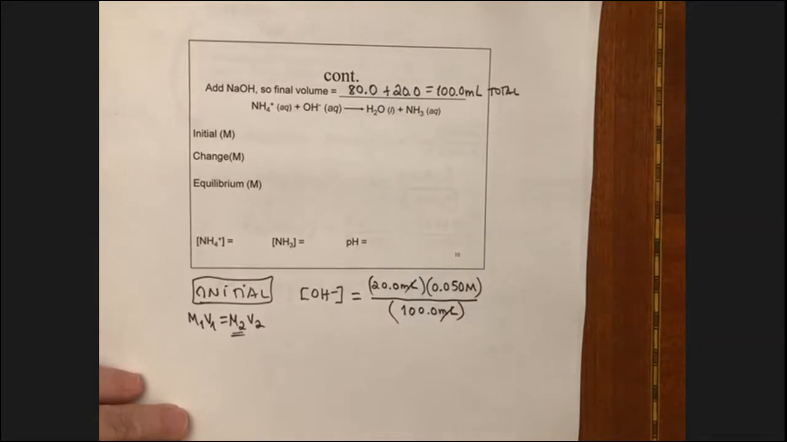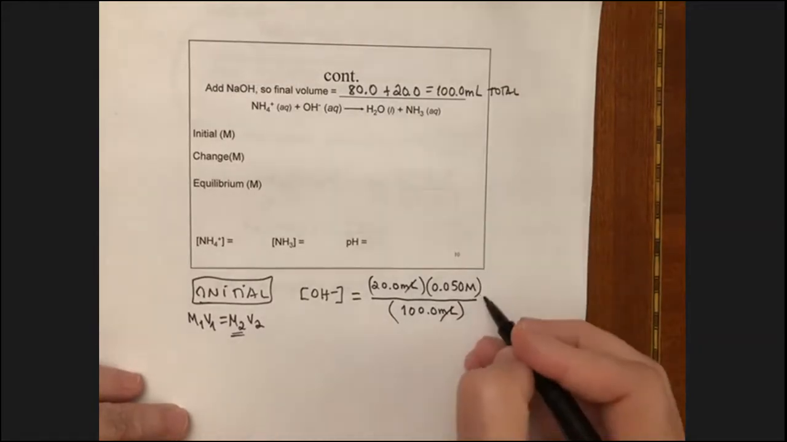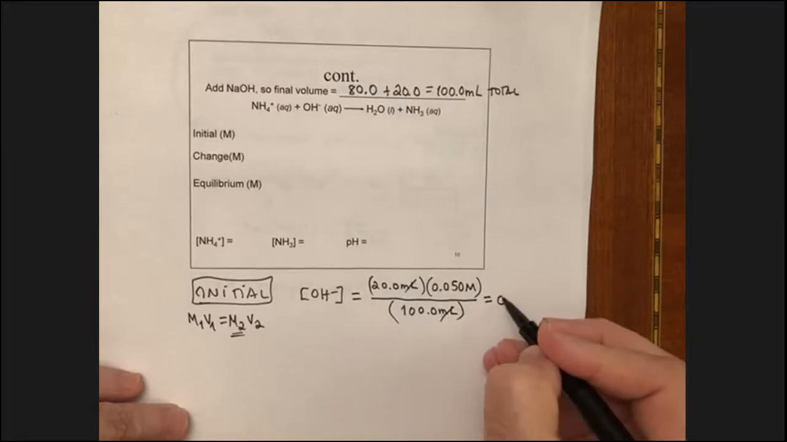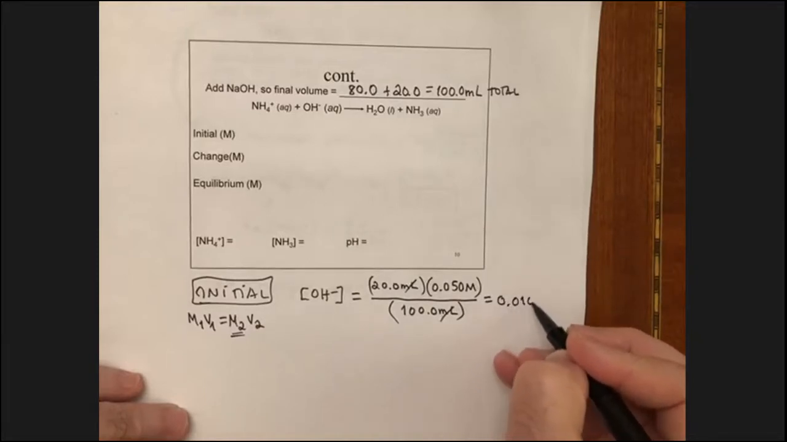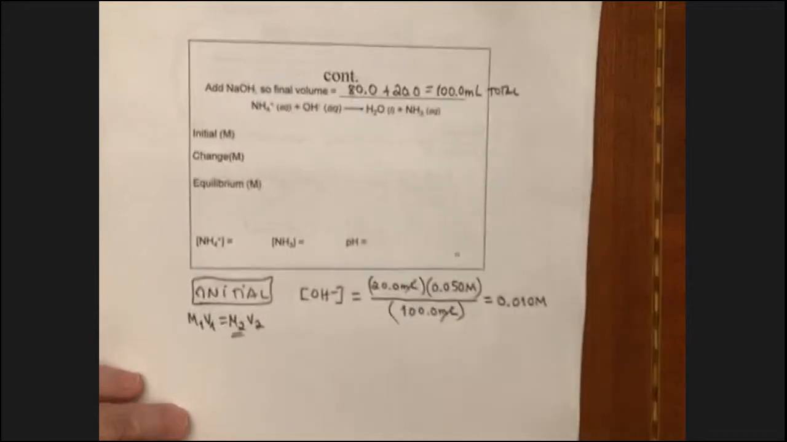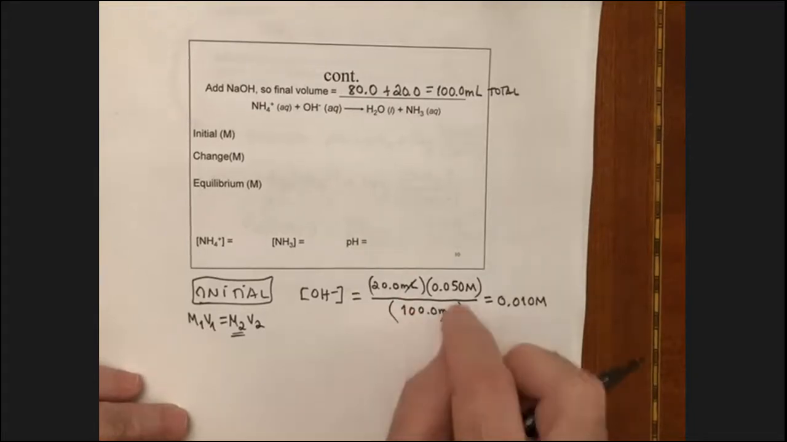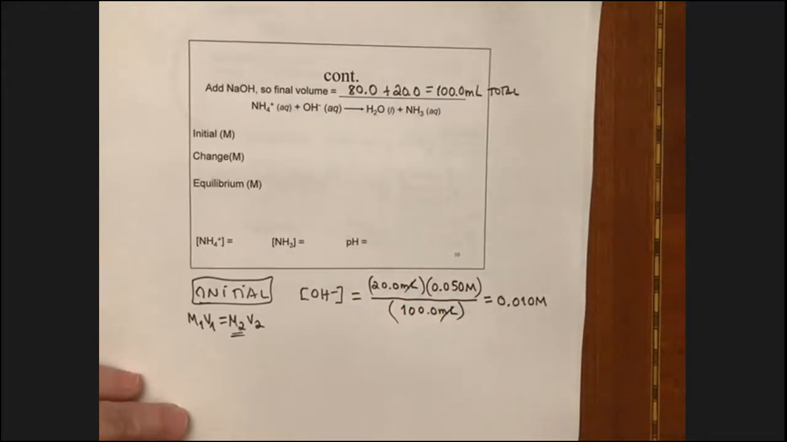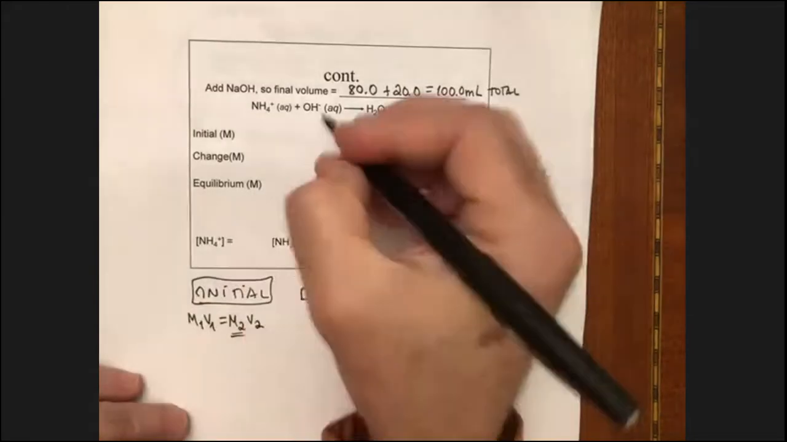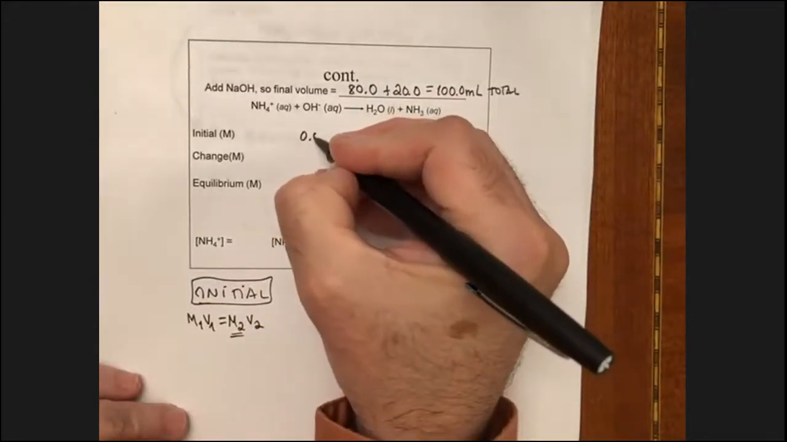All right. So that gives me 0.010 molar. Basically, I just diluted this by 5. So that's where I'm starting here, my starting molarity, 0.010.